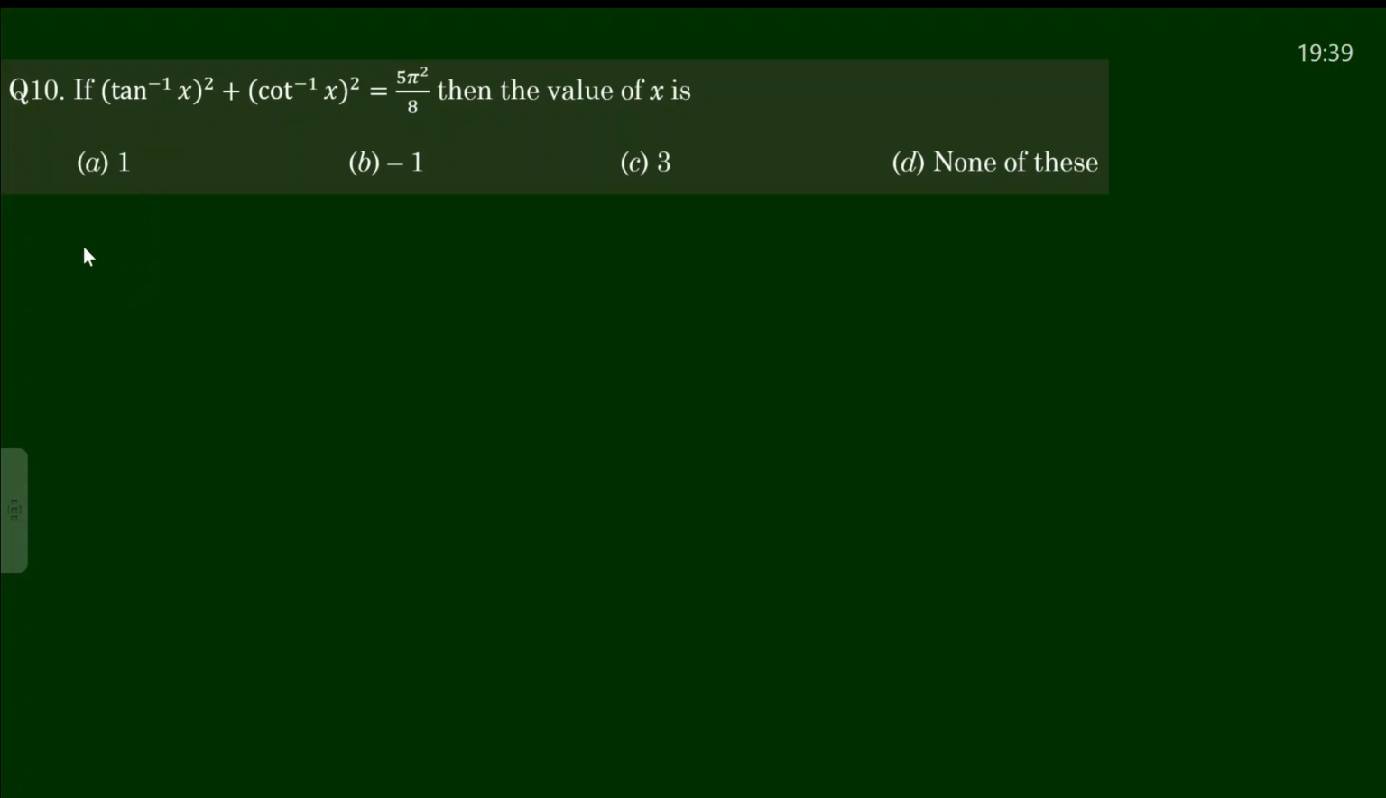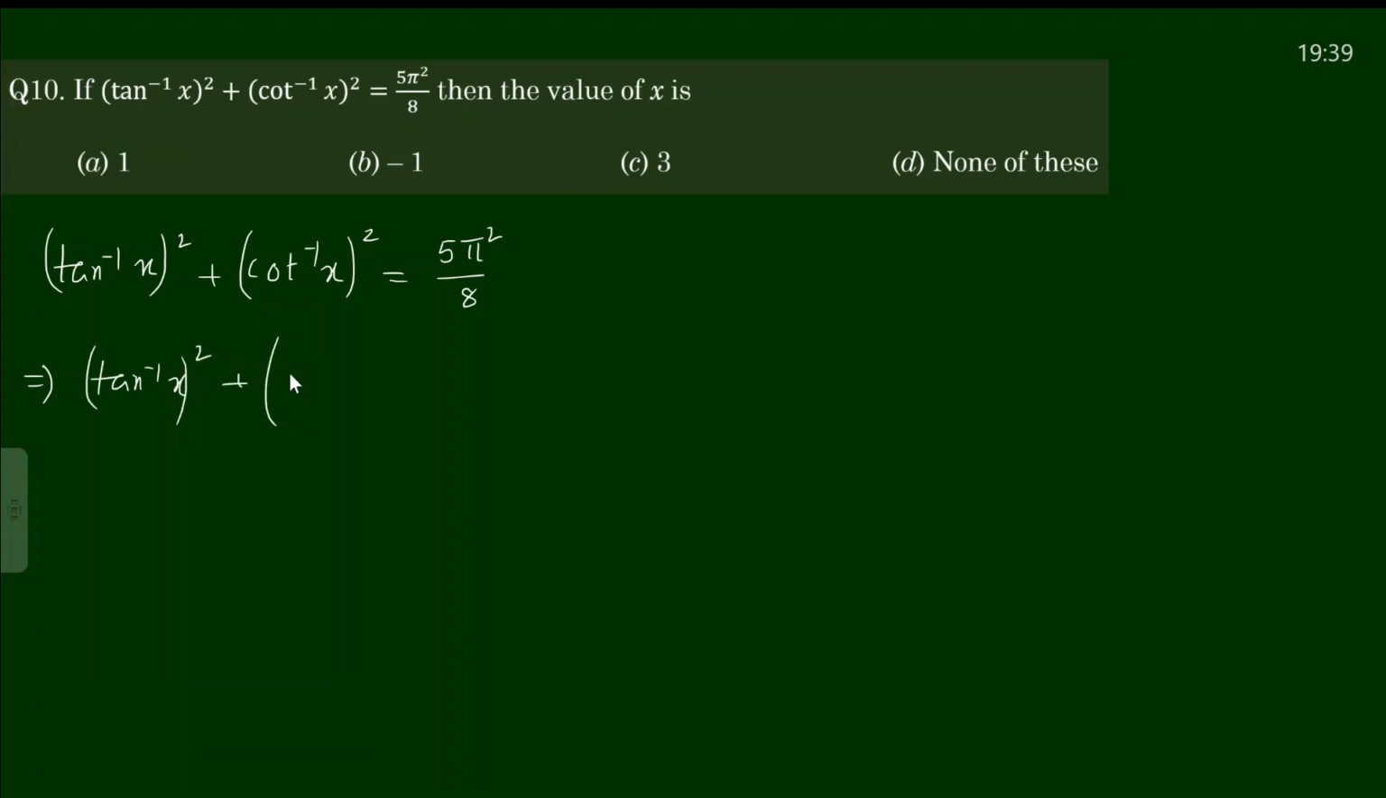(tan inverse x) whole square, writing the equation. It is (tan inverse of x) whole square, then plus (cot inverse of x) whole square, equal to 5 pi square by 8. Now try to solve. Then (tan inverse of x) whole square is remaining same, then plus this cot inverse can be written as pi by 2 minus tan inverse of x, whole square, is equal to 5 pi square by 8.